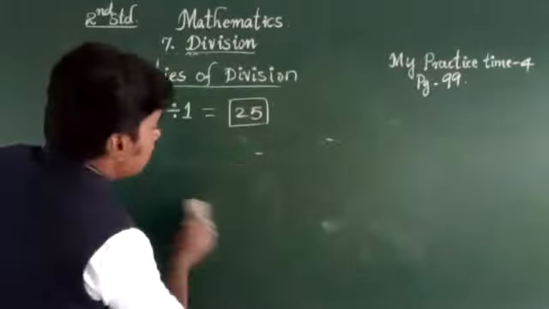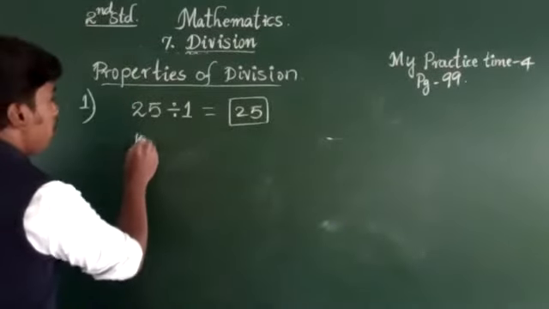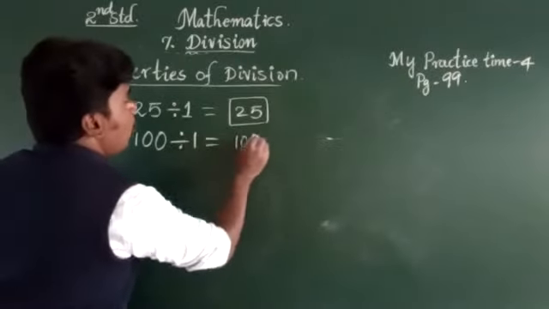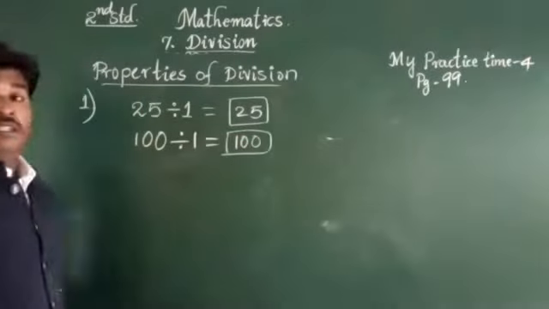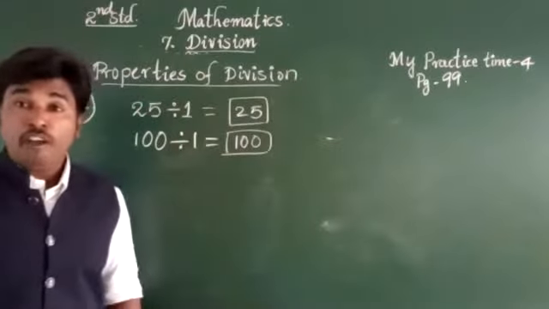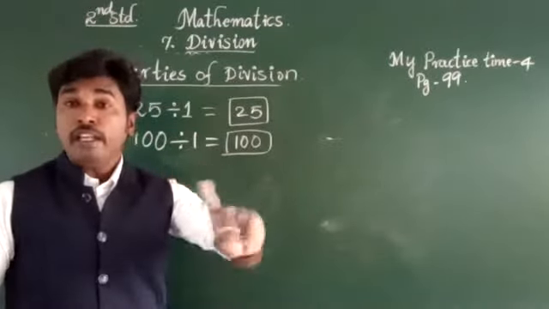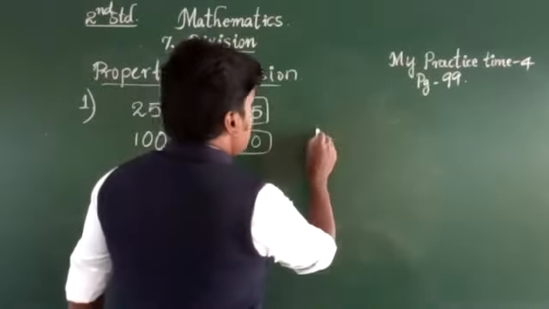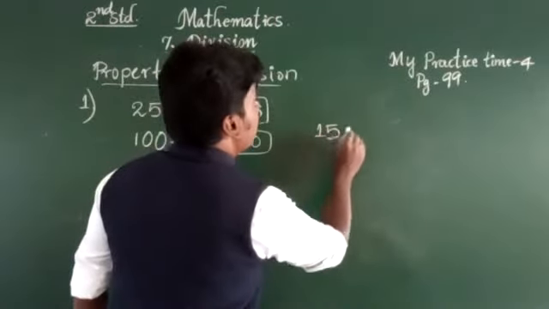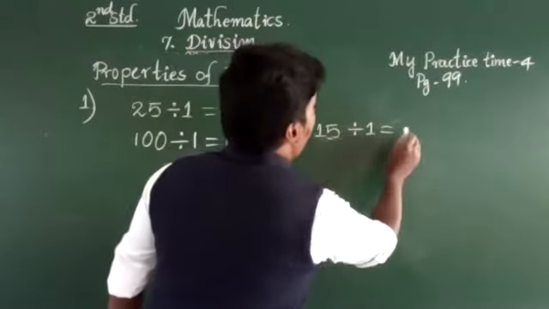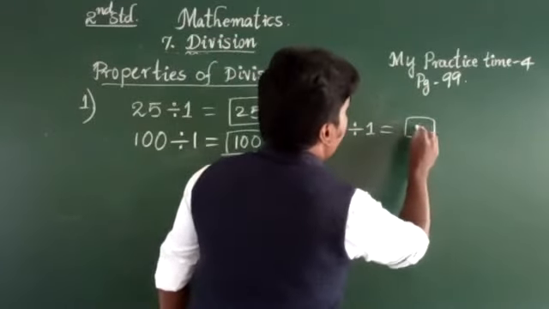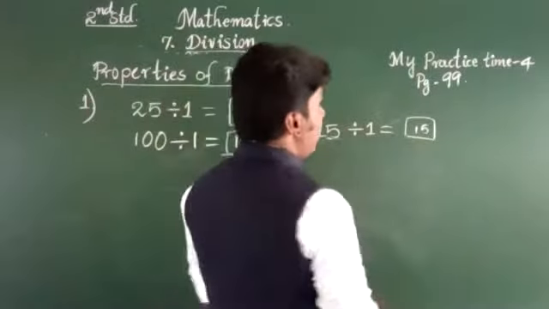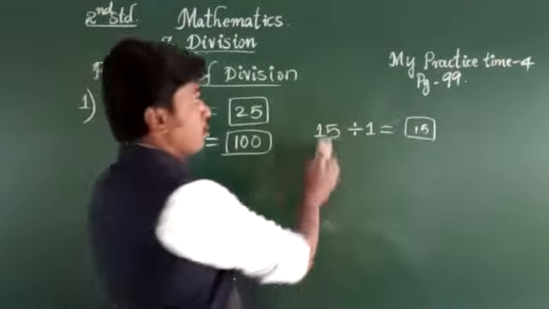Next, 100 divided by 1. It is 100 only, because that is the property of 1. When you divide any number by 1, you get the number itself only. So, 15 divided by 1, how much? It is 15 only. So dear students, these are the questions in my practice time.